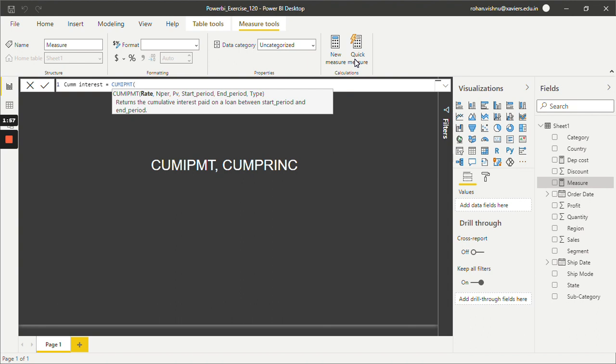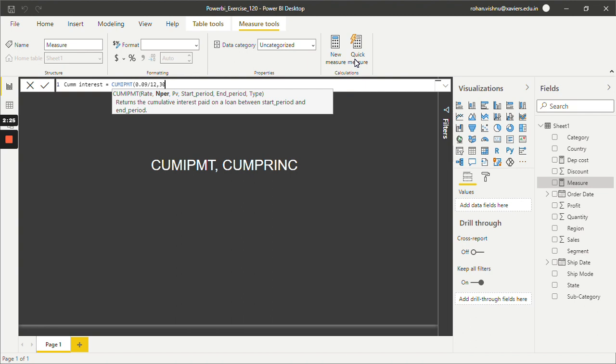So let's fill in some values. Let's say the rate is 9%. Since it is the annual interest rate, we have to divide it by 12. The 9% is 0.09, and since it is annual, we divide it by 12. The next one is NPER, which is the years of loan. Let's say I have a 30-year loan.